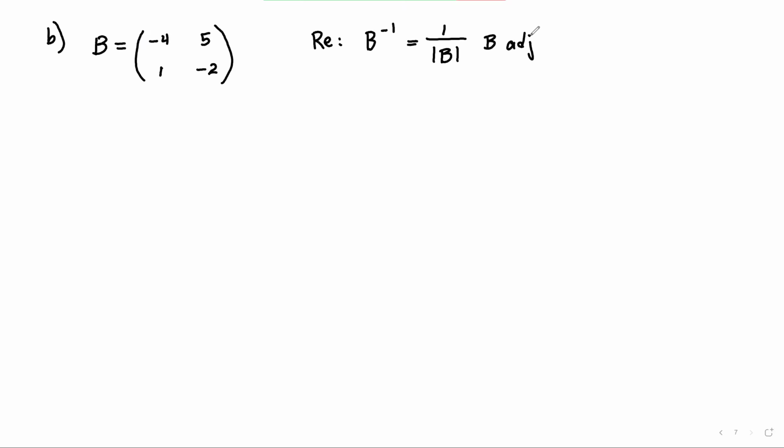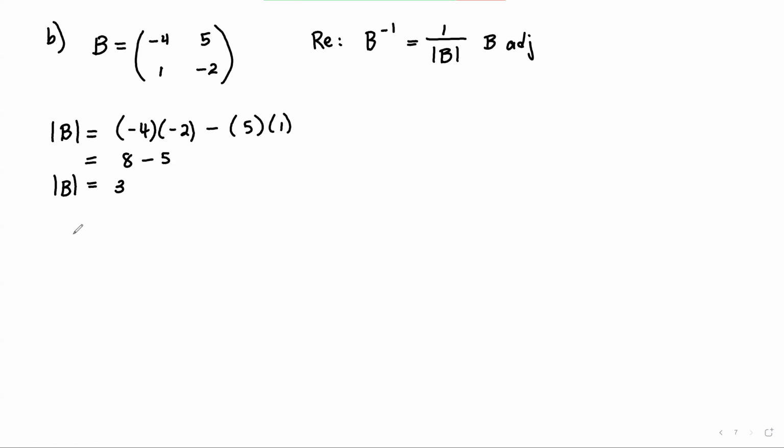So let's do the determinant of B. The determinant of B is equal to negative 4 times negative 2, take away 5 times 1. So negative 4 times negative 2 is positive 8. And then 5 times 1 is 5, so that will be 8 take away 5, which is 3. So the determinant of B is 3. So I have that piece of information now. And then I do B adjoint.